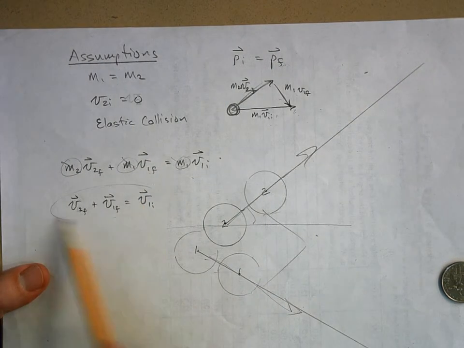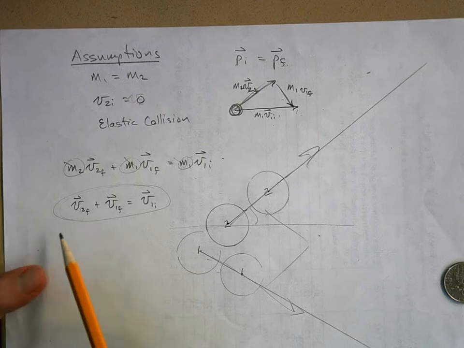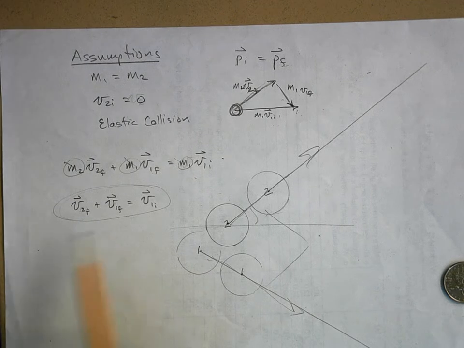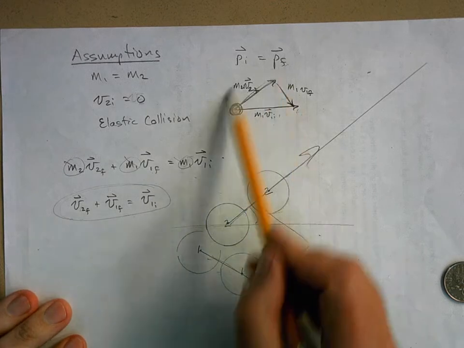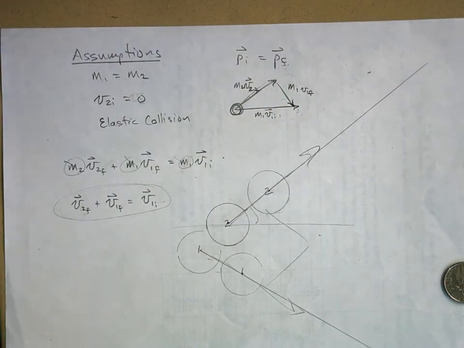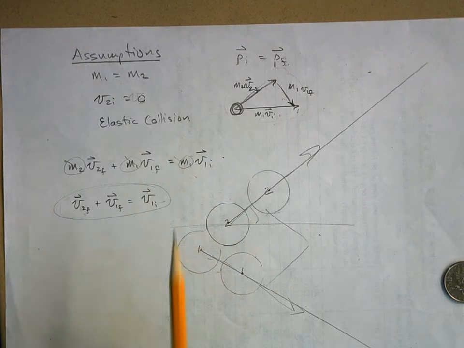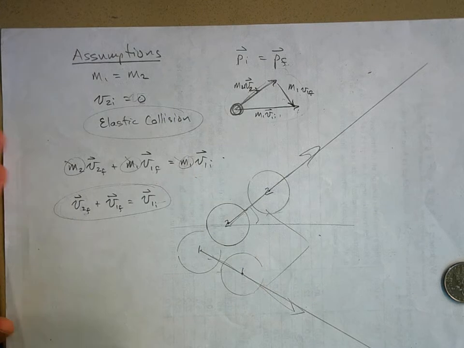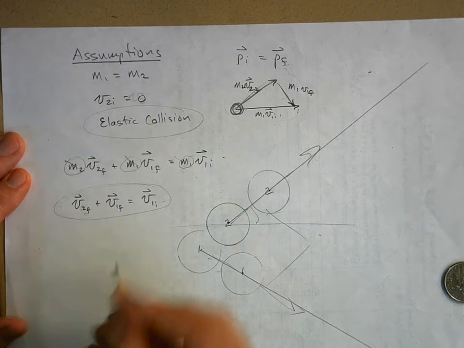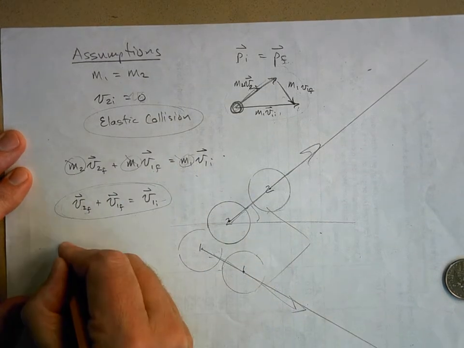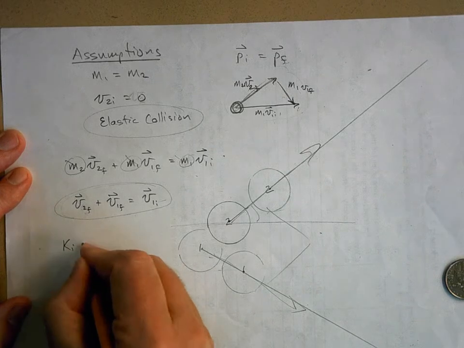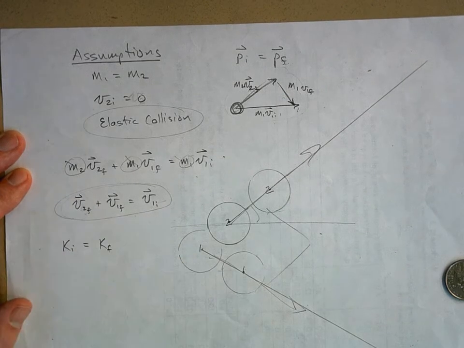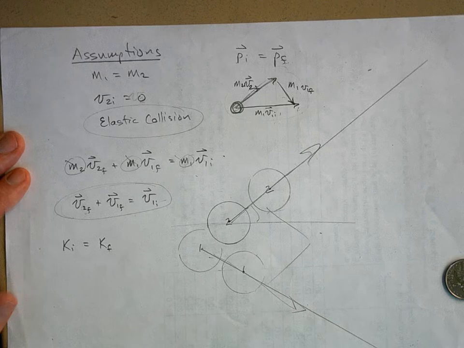Now, what is this? This is a triangle. This is a vector equation, and that I've drawn up here. But this doesn't say anything about the angles. But if I assume that we have an elastic collision, well, what does an elastic collision say? Well, the initial kinetic energy equals the final kinetic energy. That's what elastic means. We don't lose any kinetic energy.